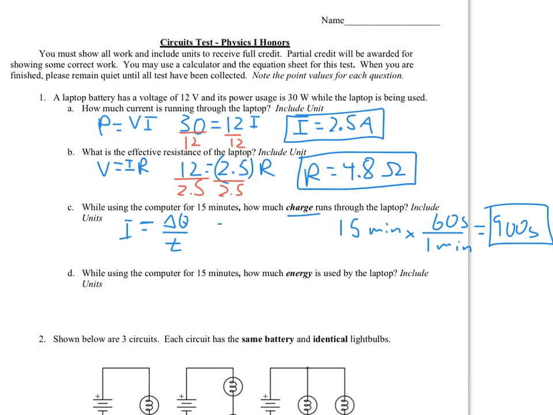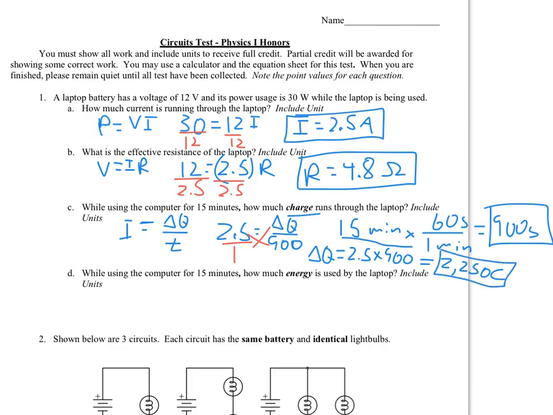And so then I can say my current, which was 2.5, is equal to the amount of charge over my time of 900 seconds. And so I would cross multiply here, and I'm going to end up finding that delta Q equals 2.5 times 900, which gives me an answer here of 2,250, and the units are going to be coulombs, 2,250 coulombs for that answer.